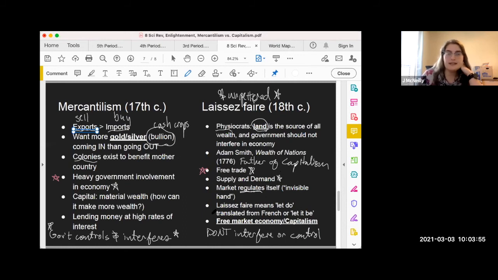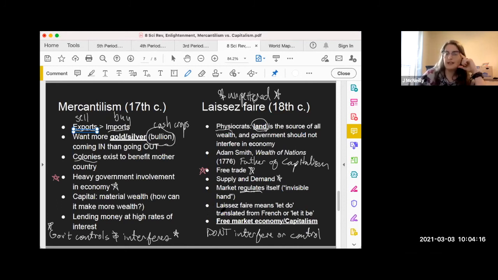And that's where we get the name laissez-faire. Laissez-faire is French for let do or let it be. So leave the economy alone, government, and let it regulate itself. And that gives us the free market economy. Does that make sense so far?